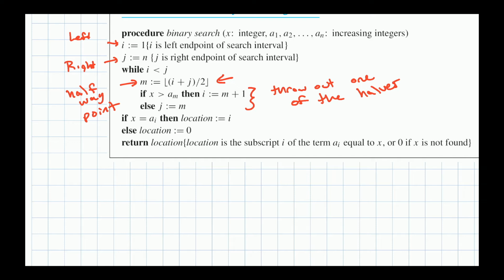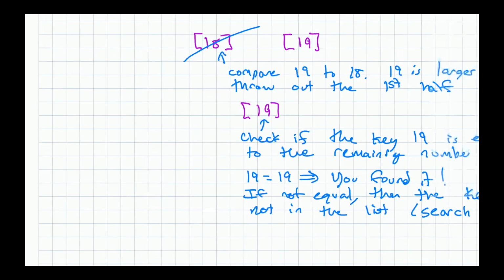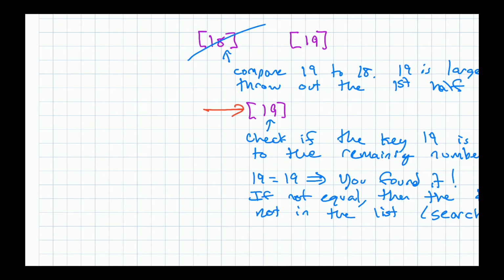And then you repeat that and you repeat that until you're down to one element. And then you get down to one element. You check if it was what you were looking for. So like when it says right there, if x equals ai, then location equals I. So what it's doing is that last check right here, where you've got it down to one element and you're saying, is that the element we were looking for?